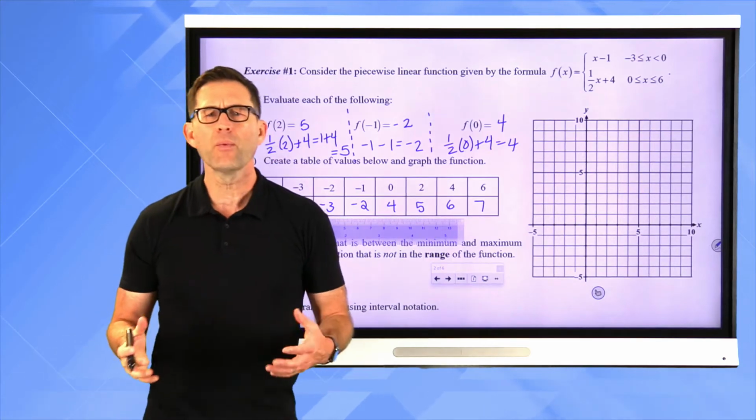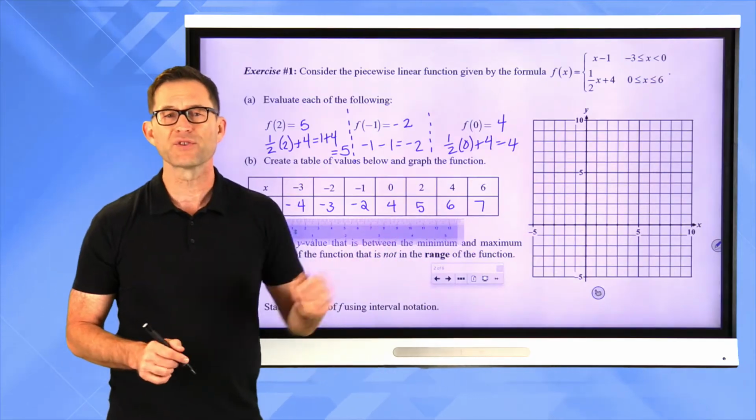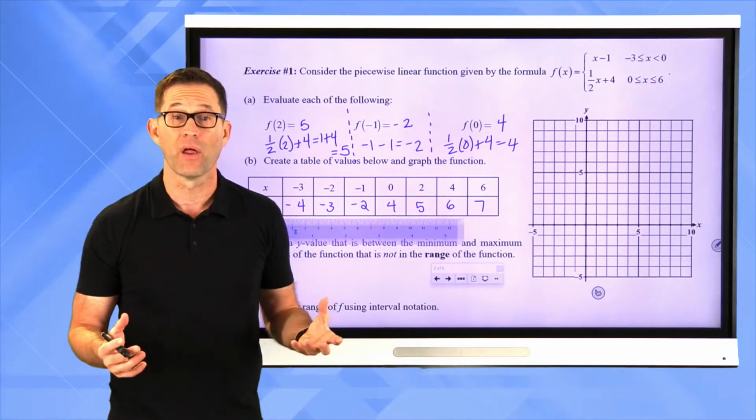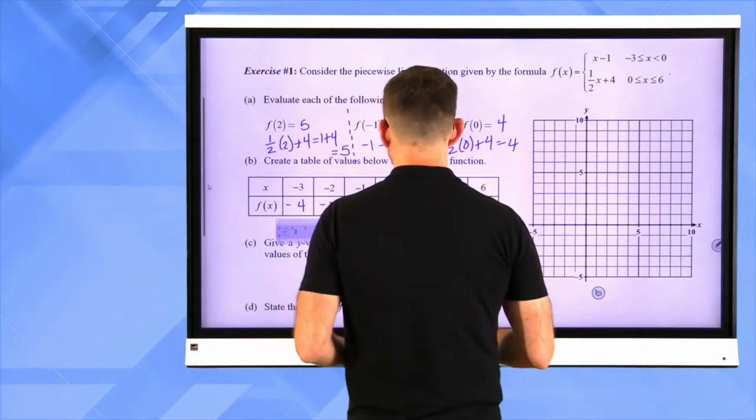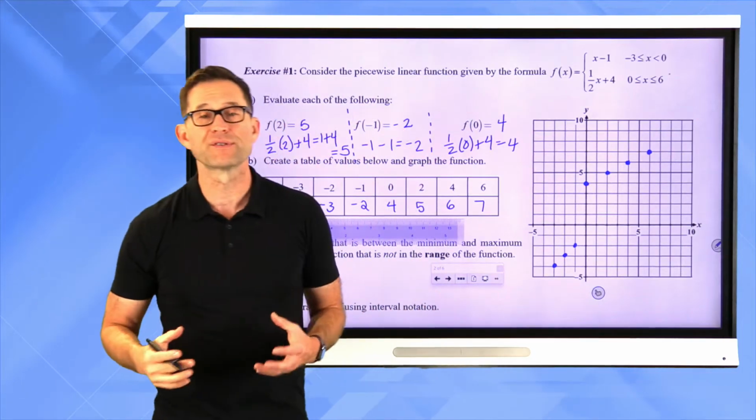All right, now, how do we plot this? Well, like most things, what we're going to do is plot these points on this grid, but then let's talk about how we connect them with lines. So let's go ahead and do that together. I've got -3, -4. I've got -2, -3. -1, -2. 0, 4. 2, 5. 4, 6. And 6, 7. All right, so we've got these points, and now we have to think about what's going on here.